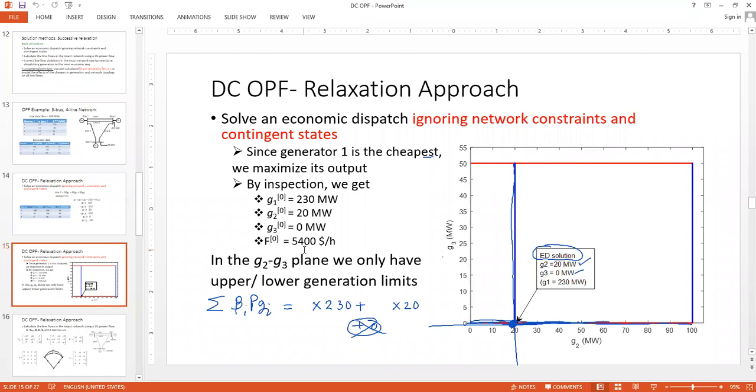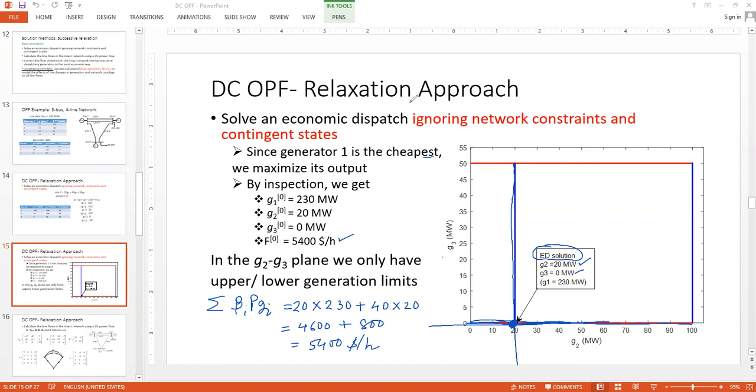So 20 here, 40 there. Let's erase the third one, because the third one is generating 0 megawatts, so we don't have to bother about that. So this is 4600 plus this is 800. This will give you $5400 per hour. So this is how we get F00, which means this is our first trial.